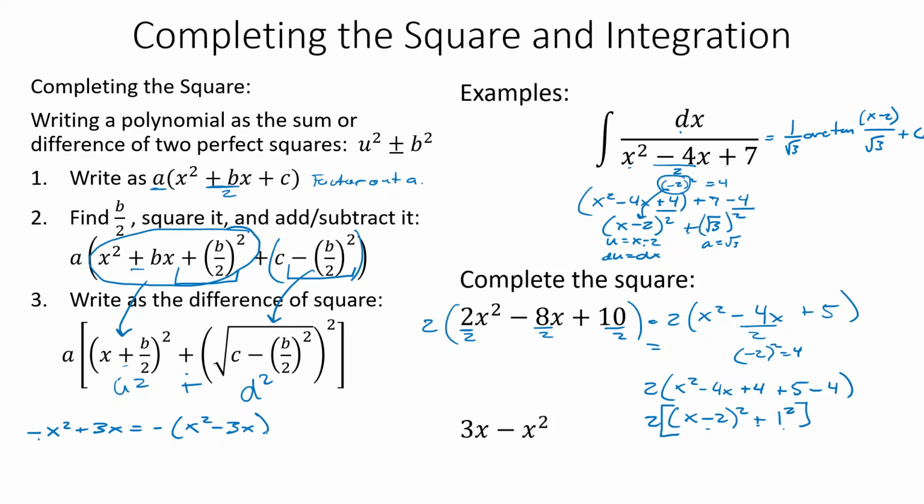So now we're going to take this negative 3 and divide it by 2, and then square it. Well, that's going to be negative 3 over 2 squared, which is 9/4. So what we're going to get, and this is inside the parentheses, is x squared minus 3x plus 9/4 minus 9/4, like that. All right, so now we've got the negative outside.